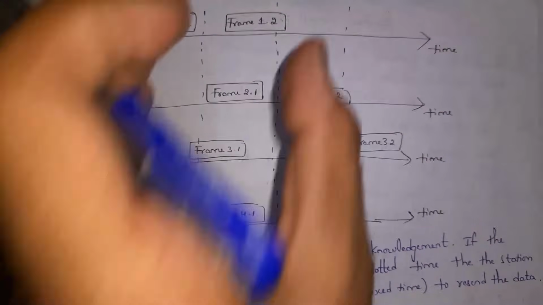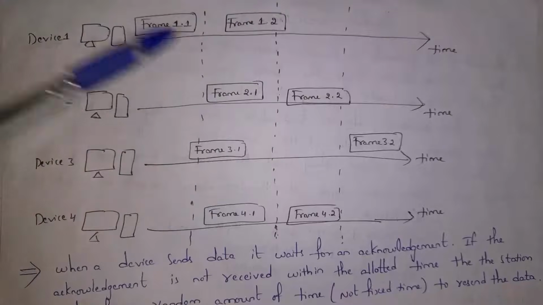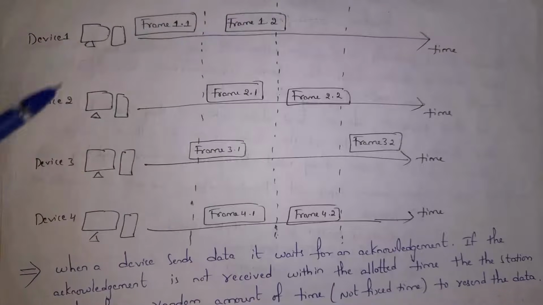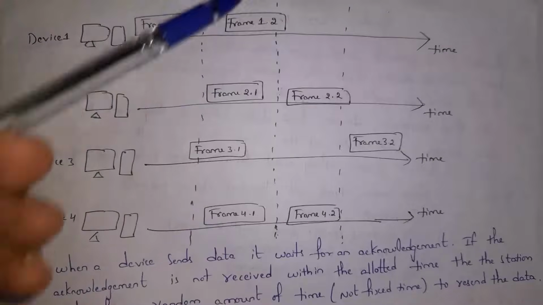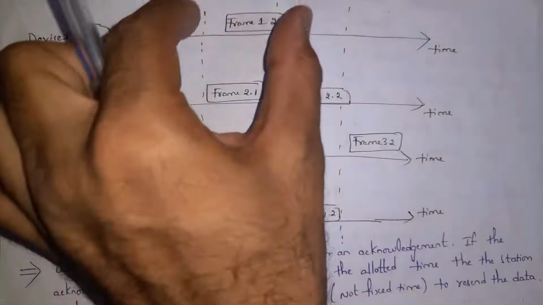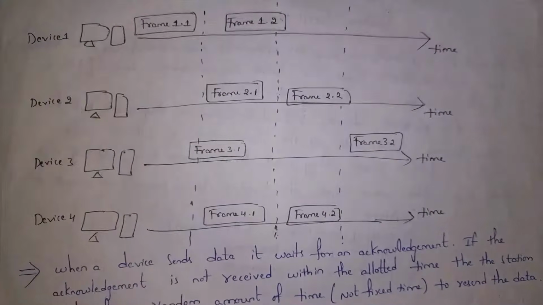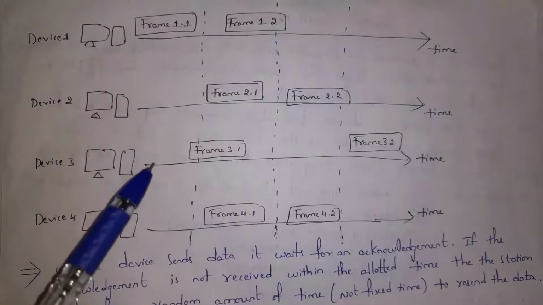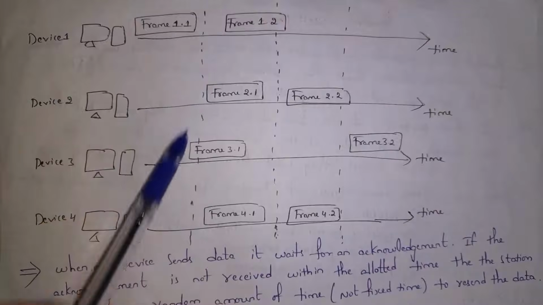And similarly, this is the second time period. If you observe this time period, device 1 is sending one frame, device 2 is sending one frame, device 3 and device 4, all are sending various frames. In this particular time slot, as all devices are sending data at the same time, collision will occur and all these frames will be lost. So the receiver will not receive all these frames.